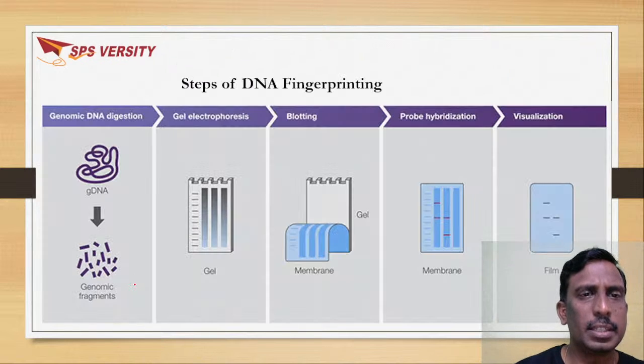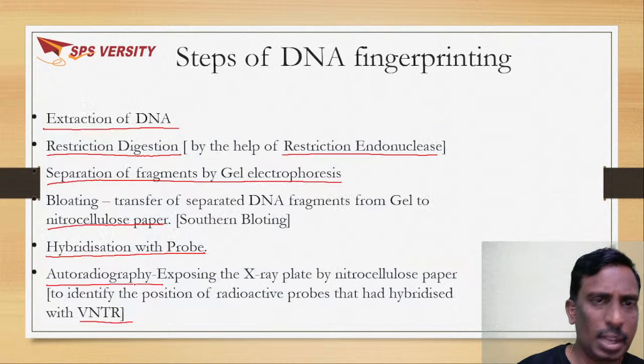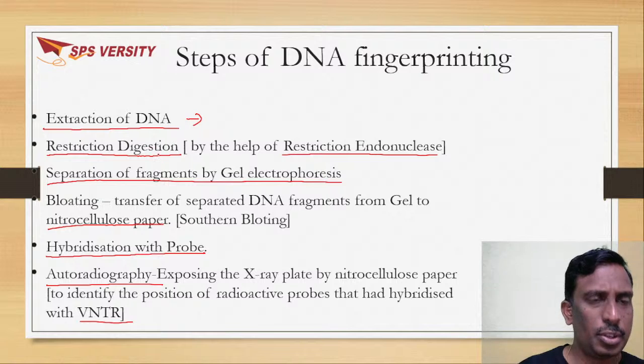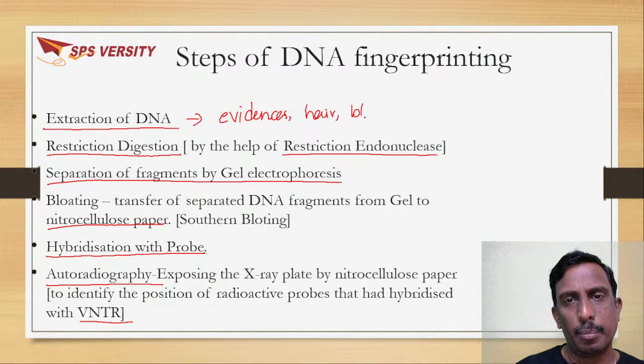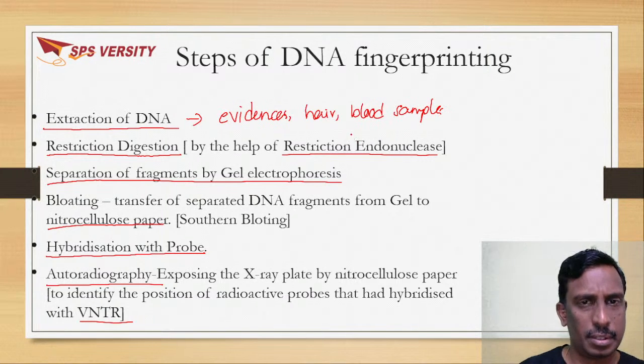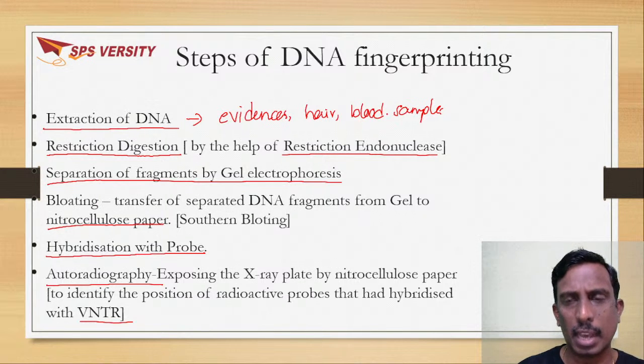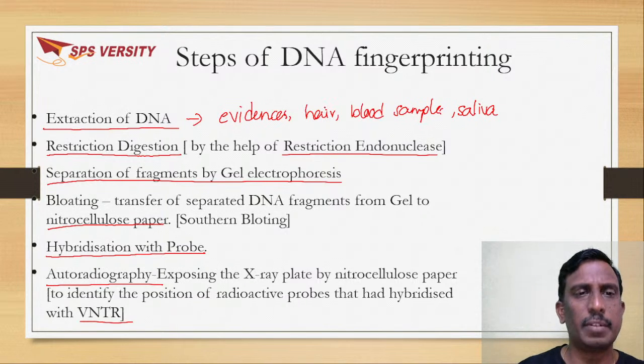So from where do we get this DNA? What is the source of DNA? For example, if any issue occurs, any crime happens, from the evidences the DNA is collected. Evidences like hair, fingerprint, blood samples, small tissues, saliva. These all are evidences collected from the crime spot, and from these evidences the DNA is extracted.